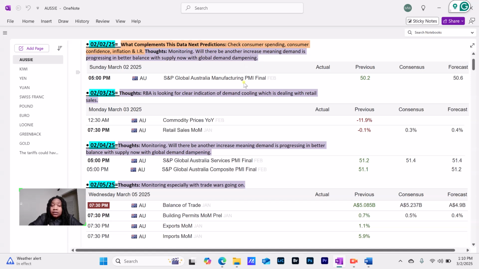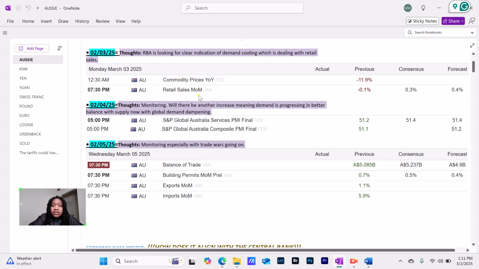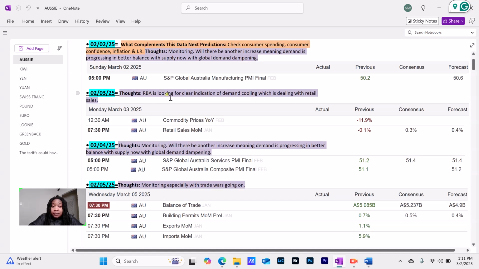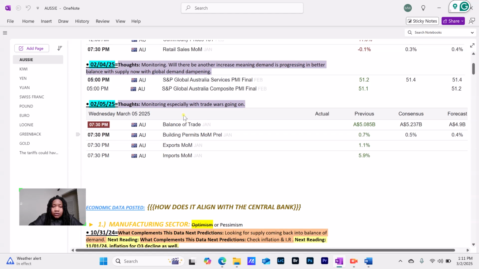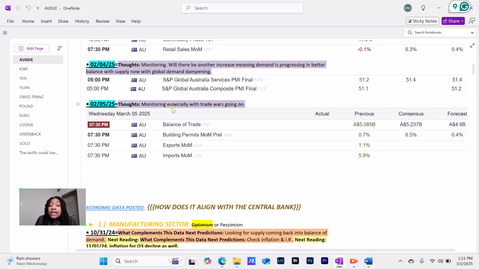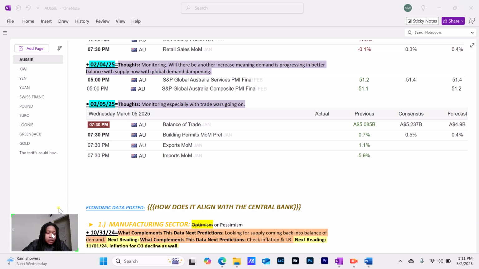Will there be another increase, meaning demand is progressing in better balance with supply now with global demand dampening? Same thing with commodity retail sales, right? The RBA is looking for clear indication of demand cooling, which is dealing with the retail sales. We're still looking at the services and composite, and then also the balance of trade, exports, imports. This is going to be very important, monitoring especially with the trade wars going on. So I'm just going to be looking at how this is affecting the economy.